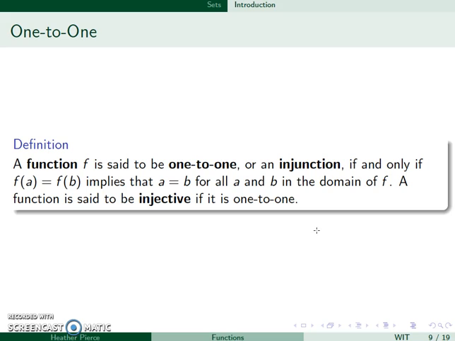So a function is said to be one-to-one, also known as an injection, if and only if f(a) = f(b) implies that a is equal to b for all a and b in the domain of f. And it's said to be injective. So basically, the idea of one-to-one is we know that every element of A has to be assigned to a unique element in B. And this is going to prevent two elements of A from being assigned to a single element of B.